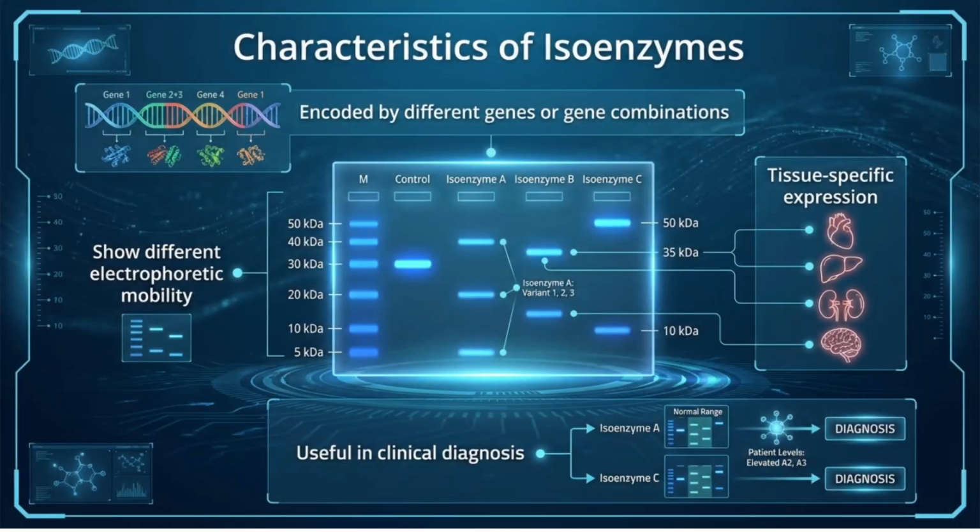Isoenzymes are typically encoded by different genes or gene combinations, which leads to variations in their structure. These differences result in distinct electrophoretic mobility, allowing them to be separated and identified in laboratory tests. Their tissue-specific expression patterns make them particularly useful in determining the origin of cellular damage, thereby aiding in precise diagnosis.